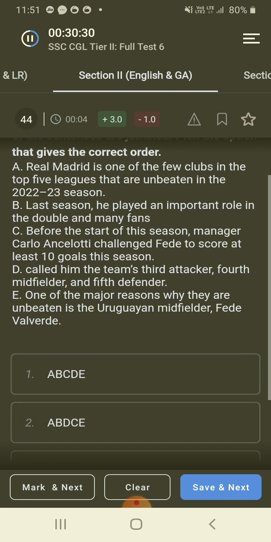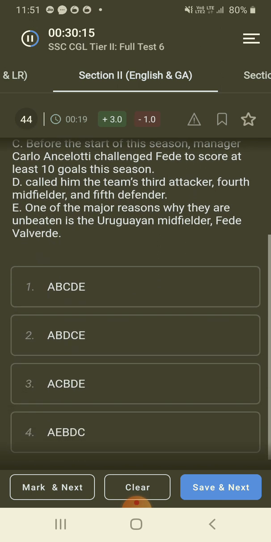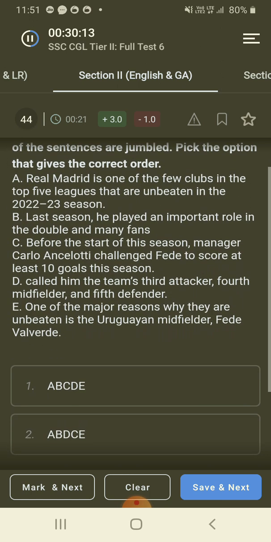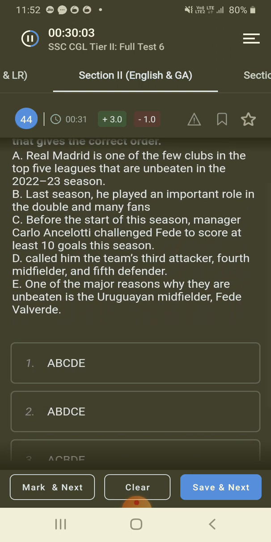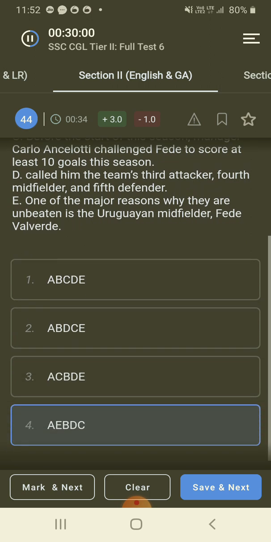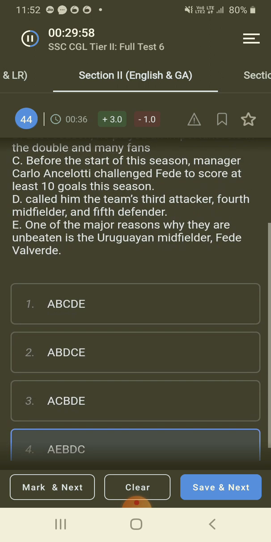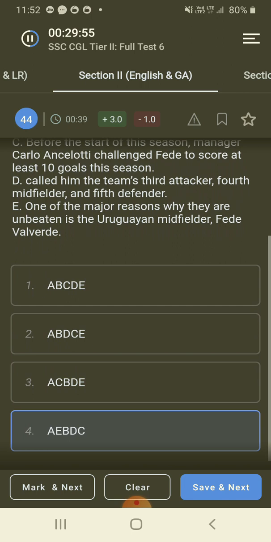One of the major reasons why they called him the team's third attacker before the start of this season. Real Madrid is one of the few clubs in the top 5 leagues that are unbeaten this season. One of the major reasons why they are unbeaten is the Uruguayan midfielder Fede Valverde. Last season he played an important role in the double and many fans called him the team's third attacker, fourth midfielder and fifth defender.